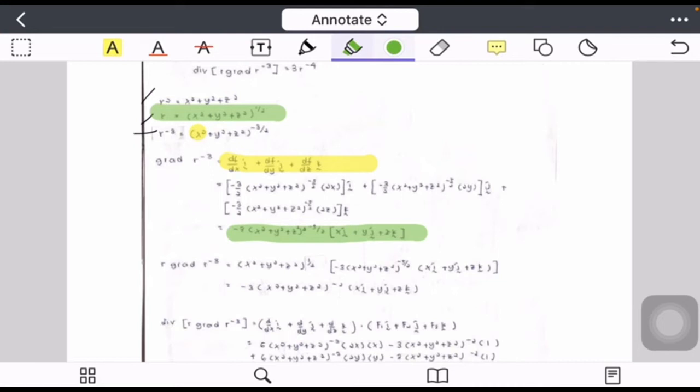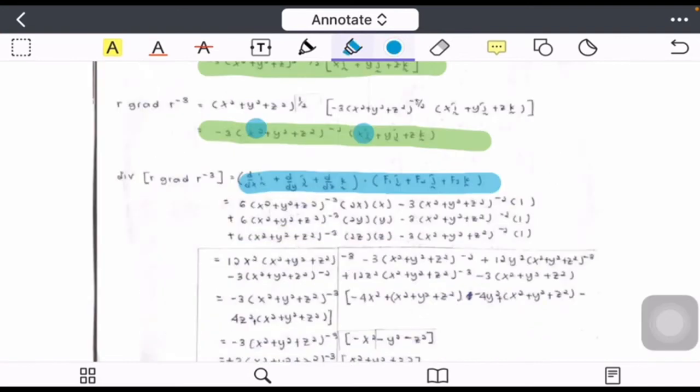Negatif 3 darab negatif 2 dapat 6. X squared Y squared tambah Z squared negatif 3. 2x dan x ni kita differentiate dalam. Kita differentiate yang bahagian atas ni, X squared dengan xi ni, so akan dapat 2x dan i. Lepas tu tolak dengan 3x squared Y squared tambah Z squared negatif 2 darab dengan 1. Dan seterusnya kita buat untuk 2y dan 2z.